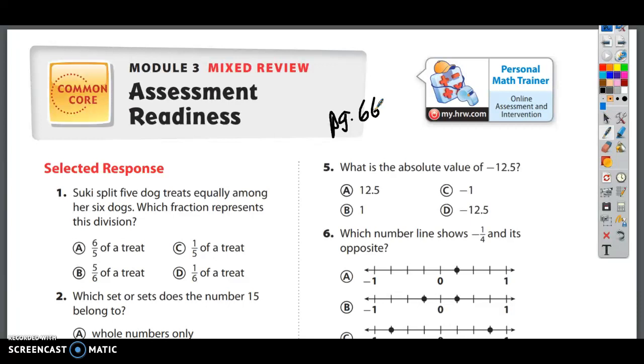Suki split 5 dog treats equally among her 6 dogs. Which fraction represents this division? This is kind of like the blocks of clay being divided by people. There's going to be 5 dog treats, divided by 6 dogs. That's the same thing as when the dividend becomes the numerator and the divisor becomes the denominator. It's going to be 5 over 6. The answer is B.